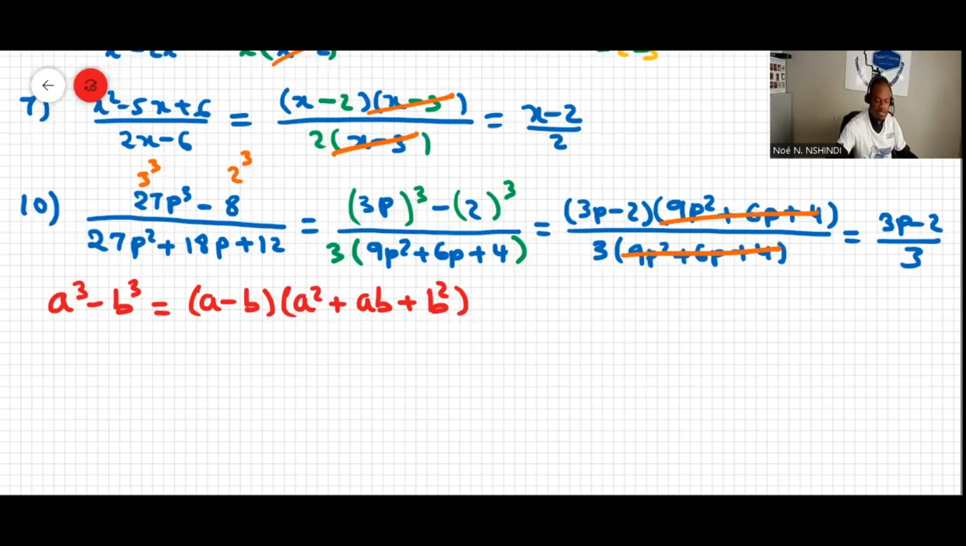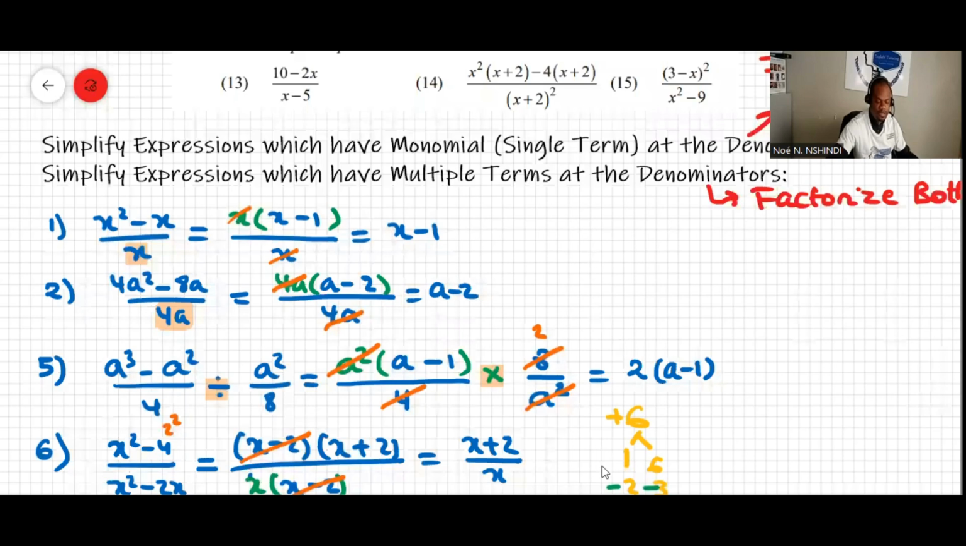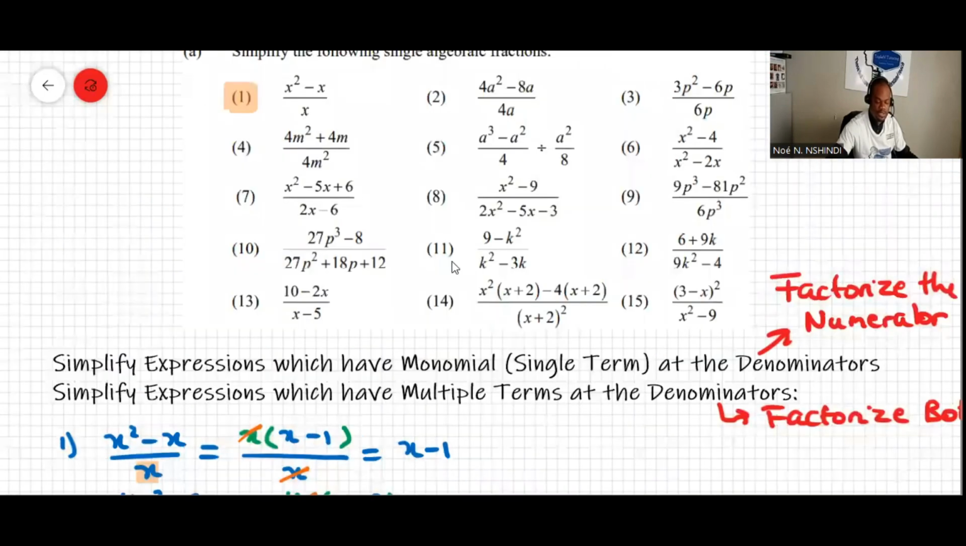Now I will leave question 11 for you to practice. So we did question 1, question 2, question 5, question 6, question 7, question 10, and I'll leave 11 also. I'll leave 12, maybe we should do 14.